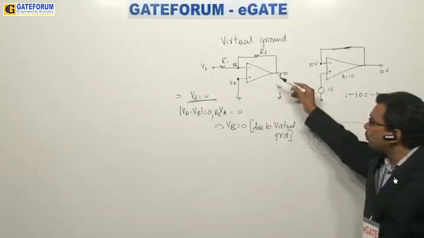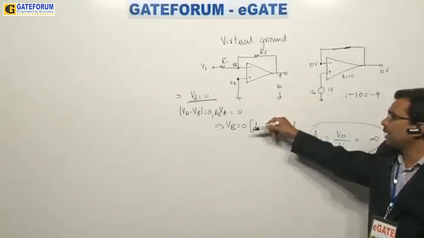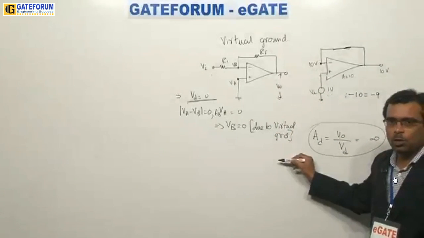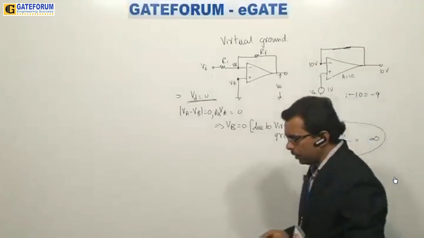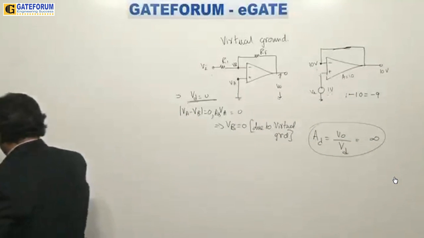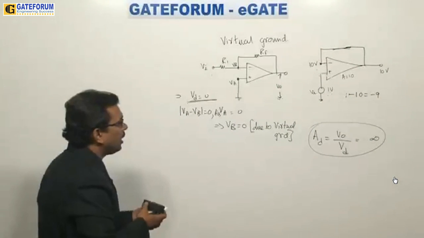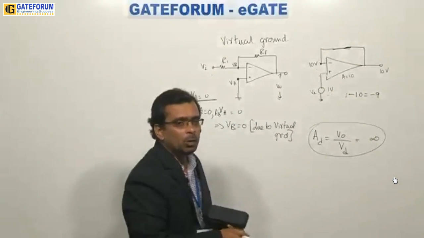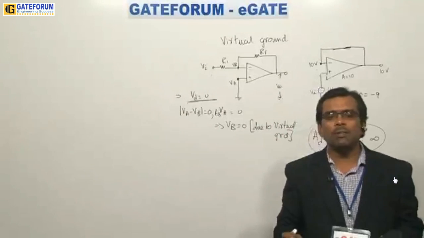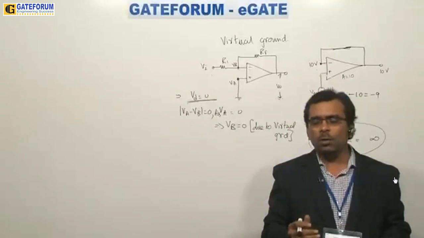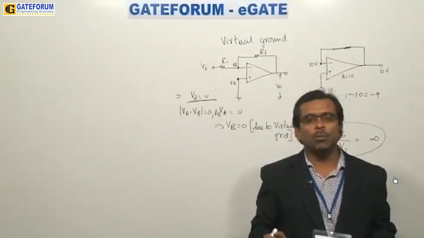Based on this principle, we call this concept virtual ground. That is the point here. So this is about the virtual ground concept we have in the case of an op amp. Now, most of you must have learnt about the voltage follower. We'll be discussing it as we move further.